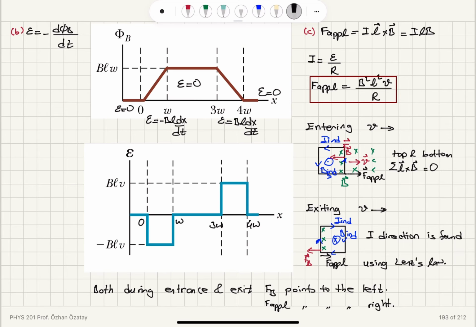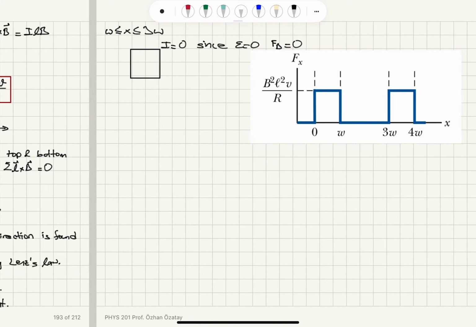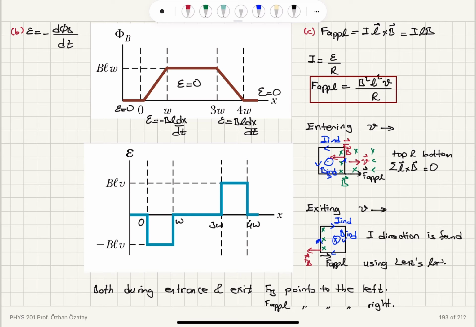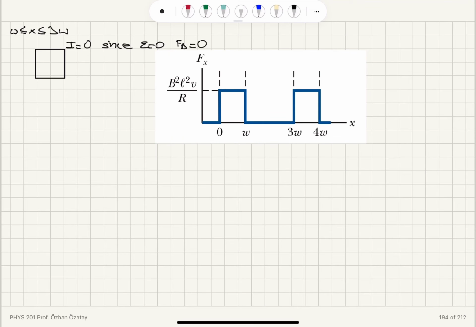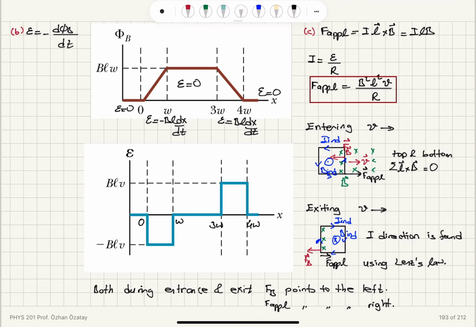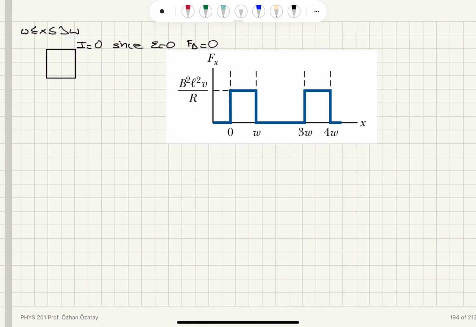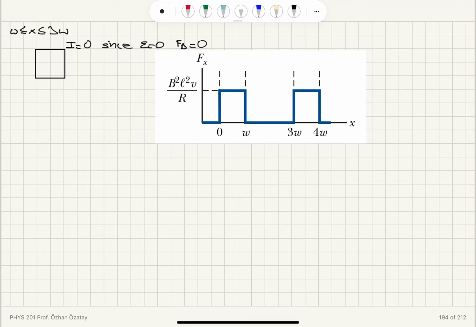So this magnetic force should be positive, pointing to the right, both during entrance and exit, and it should be equal to B squared L squared V over R. And so you can see it's in 0 to W, it's B squared L squared V over R. 3W to 4W during the exit, it is B squared L squared V over R, and otherwise it's going to be 0. And this applied force is directed to the right in order to oppose the magnetic force acting to the left.